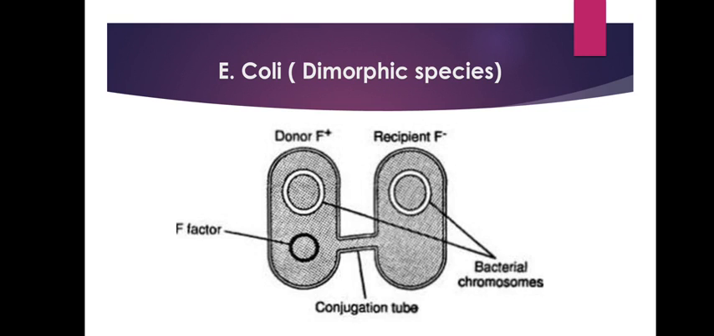So the basic process of conjugation is that the F factor from the F positive cell is transmitted into the F negative or recipient cell through a conjugation tube.